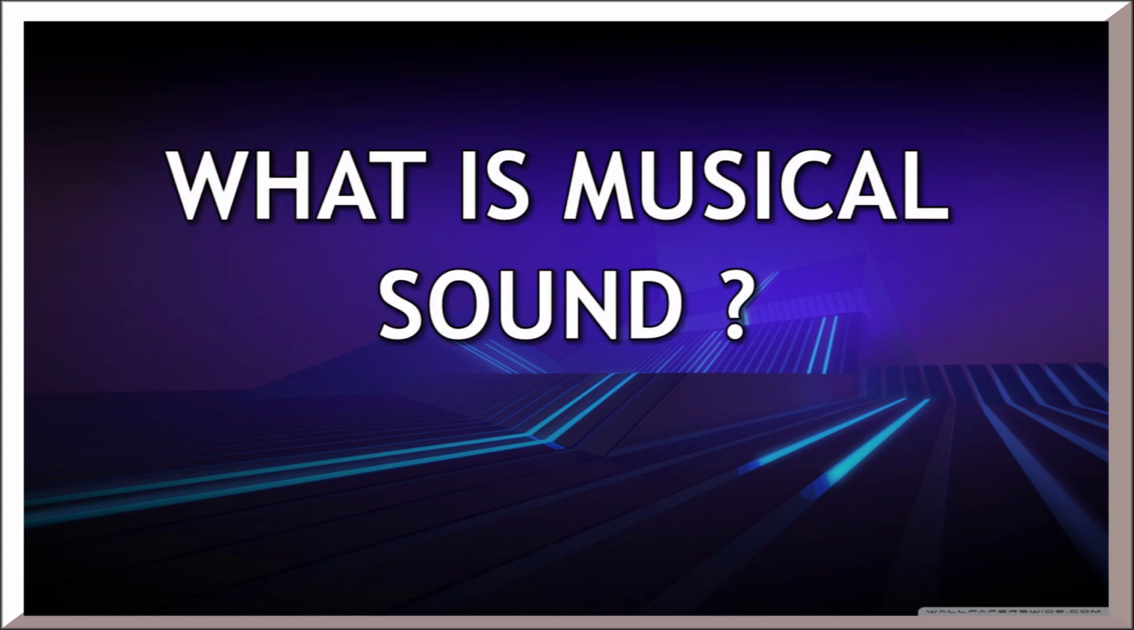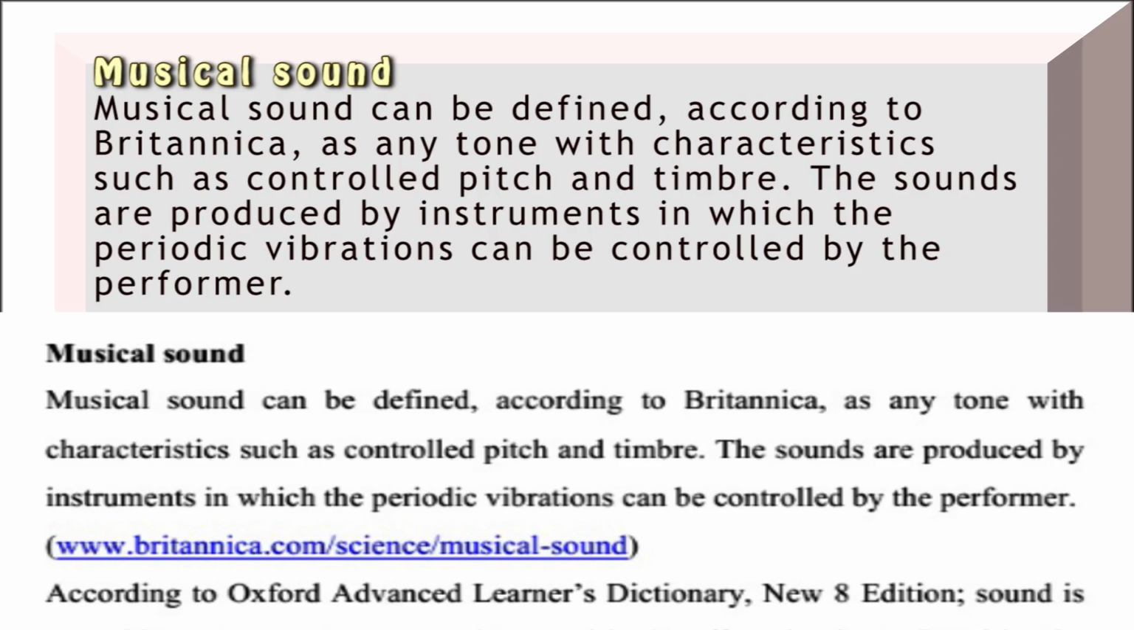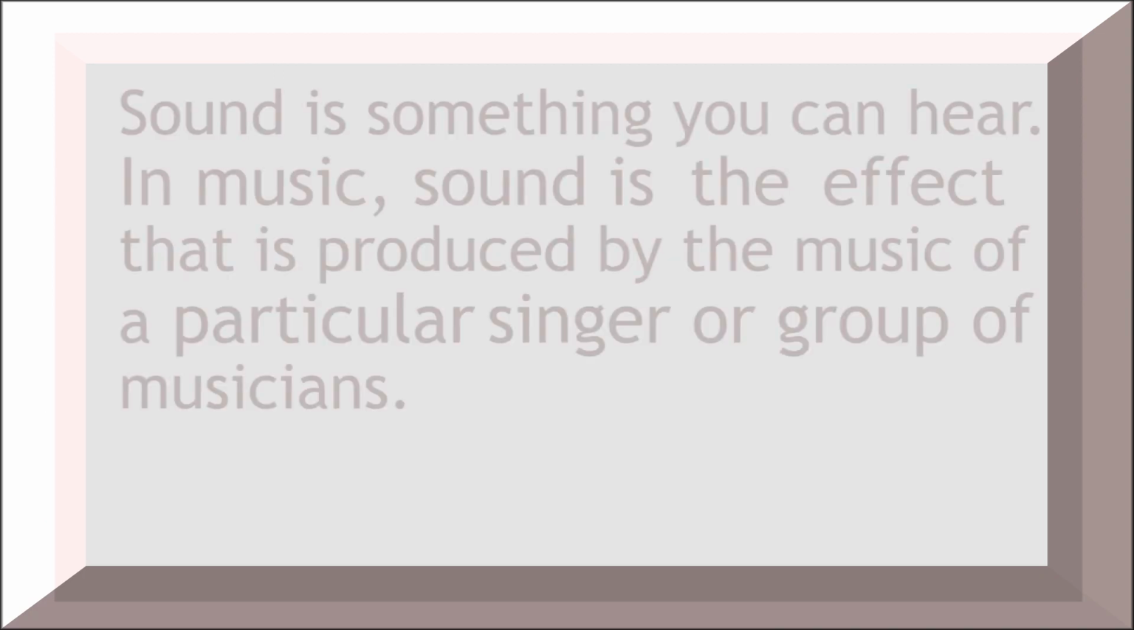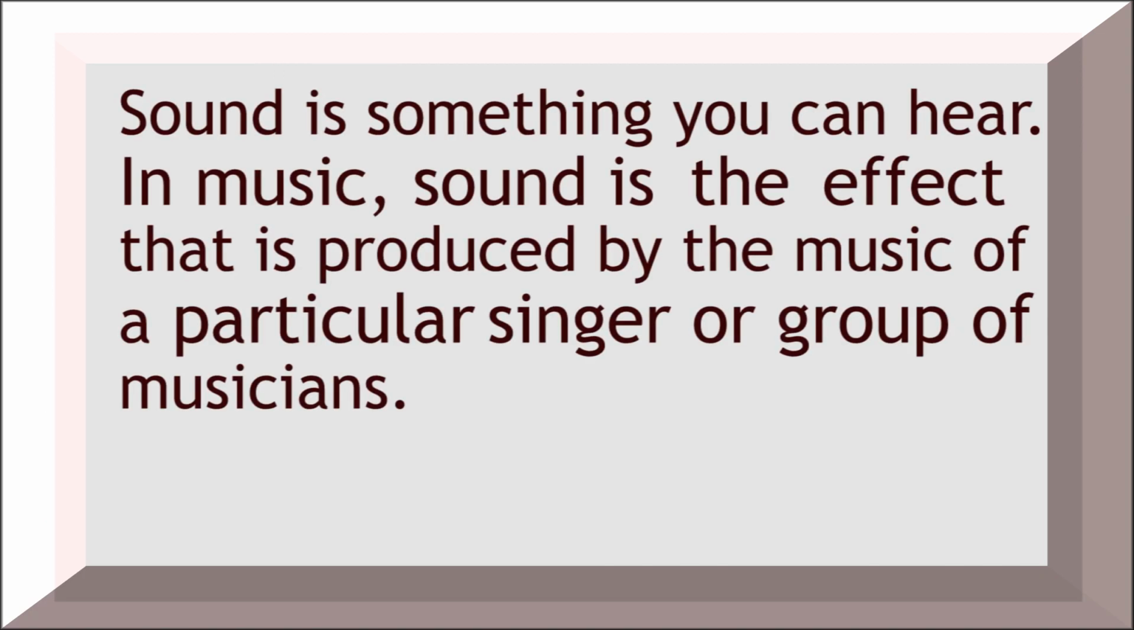Then what is musical sound? Musical sound can be defined, according to Britannica, as any tone with characteristics such as controlled pitch and timbre. The sounds are produced by instruments in which the periodic vibrations can be controlled by the performer. Other sources may have it as sound is something you can hear. In music, sound is the effect that is produced by the music of a particular singer or musicians.